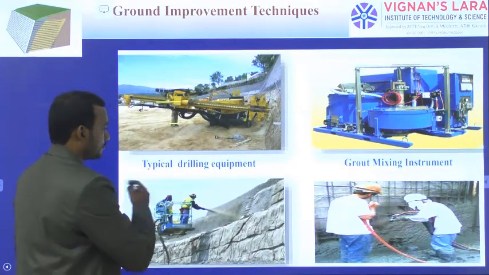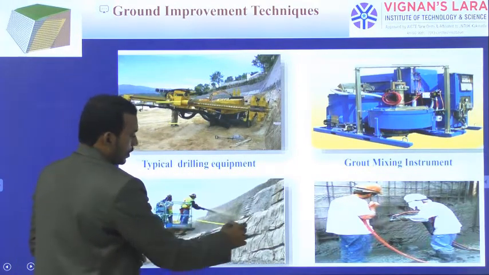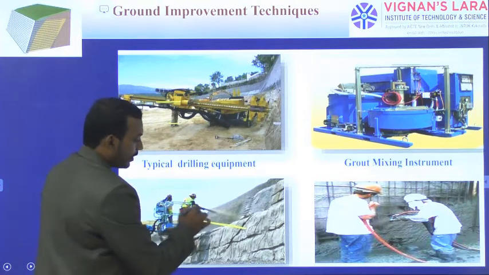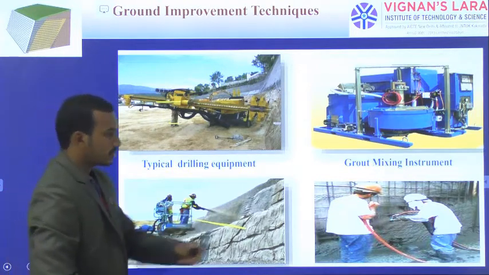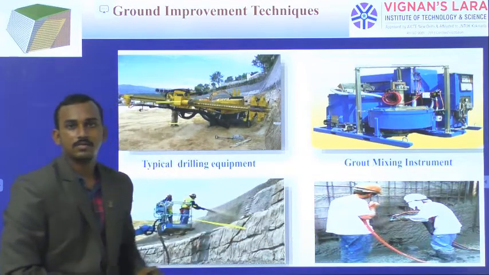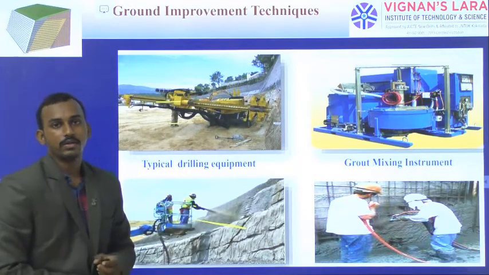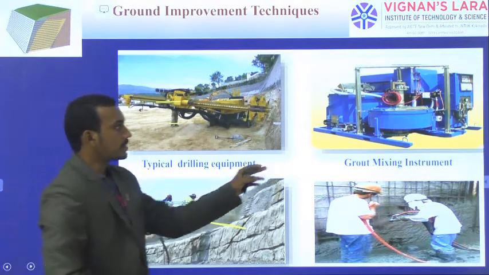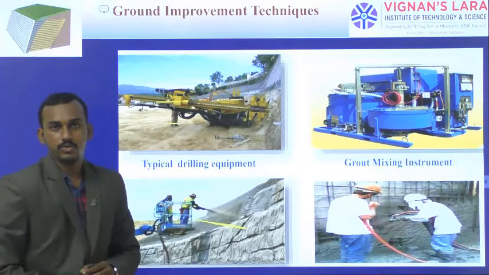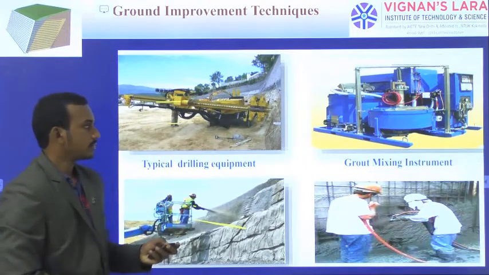Okay, then shotcreting, that means we are applying the concrete with pressure. So this is also a compressor. A compressor is also used to apply the concrete or mortar with pressure. Okay, so these are the various equipment we generally use in the case of soil nailing.